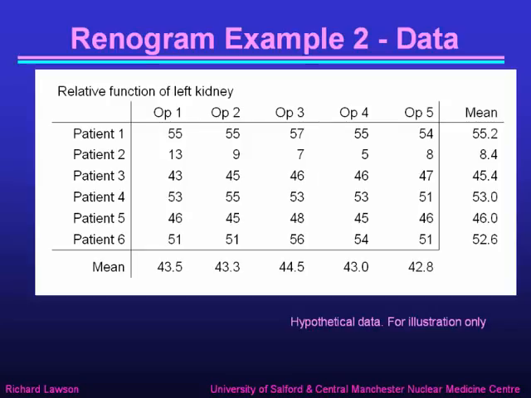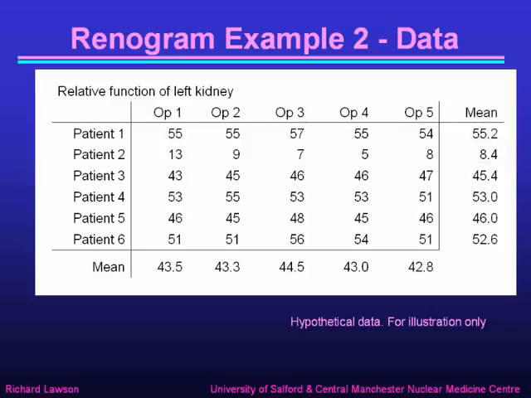The 5 operators are shown across the columns and 6 patients down the rows. We can see that the average value of relative function for each patient is quite different. Quite naturally, the patients are all different. Some with good relative function of 55%, and patient 2 has a very poor relative function in the left kidney of only 8%.